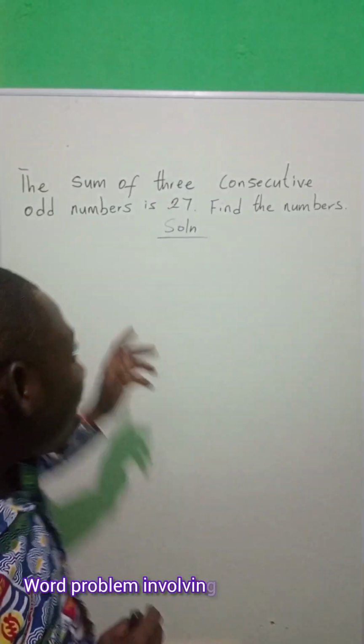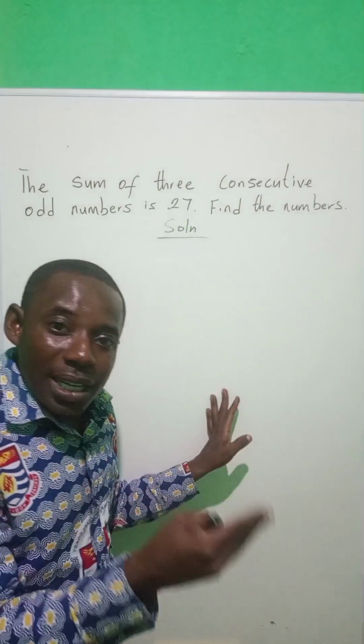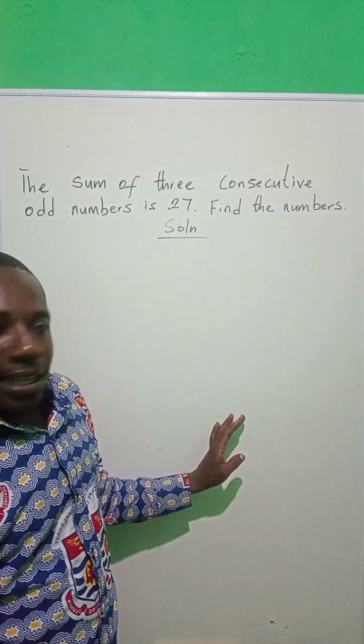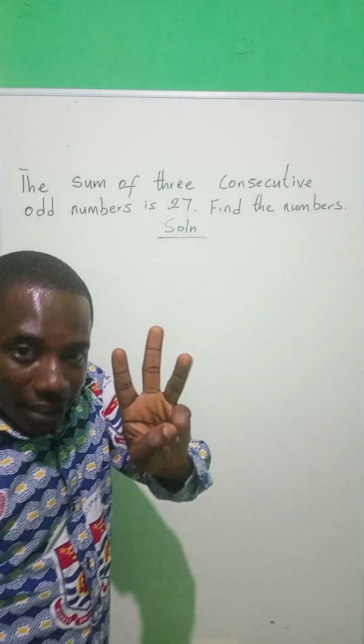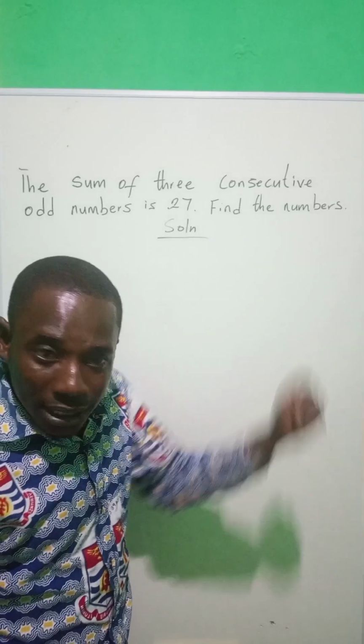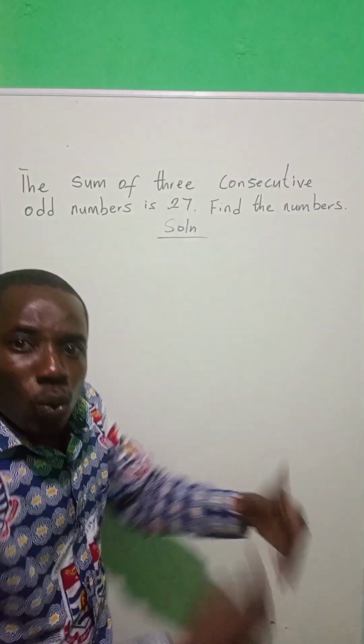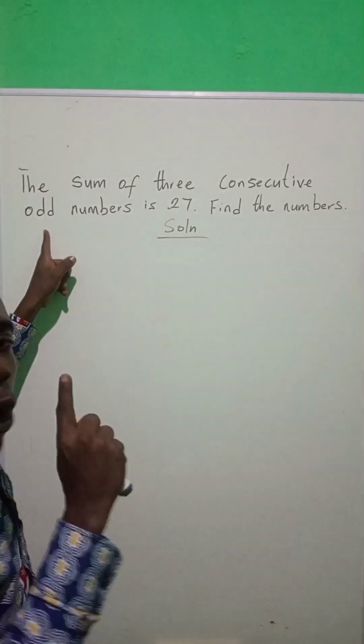Today we are going to solve a question on word problem involving linear equality. The question goes this way: the sum of three consecutive odd numbers is 27. Find the numbers. They are three, and they are consecutive. Consecutive means they follow a particular order, and that order here is odd numbers.